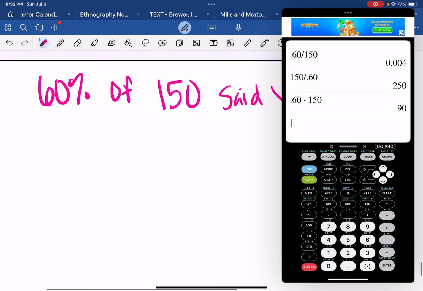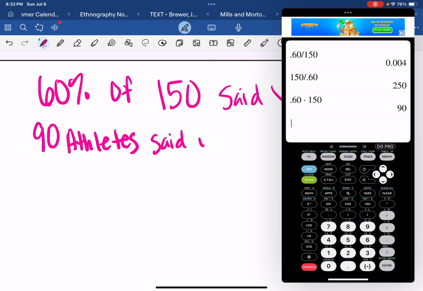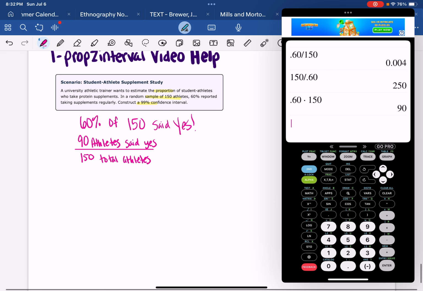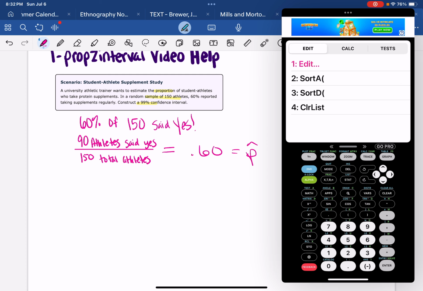So in this case, 90 people, 90 athletes said yes out of the total 150 total athletes. And remember, this is creating your p-hat. This equals 0.60, which also equals your p-hat, which is a symbol that we use for proportion, sample proportion, which we know we've used so much. And so that's just a little refresher for you.